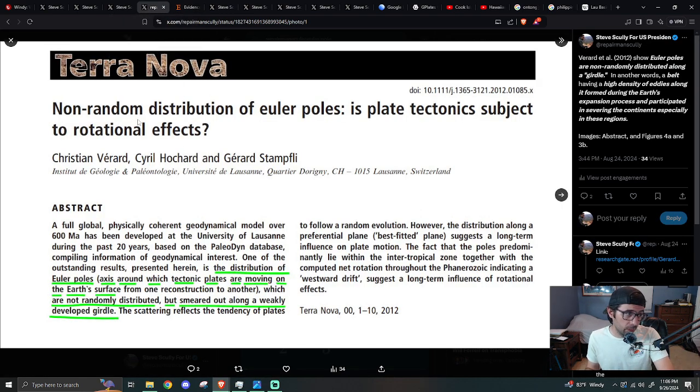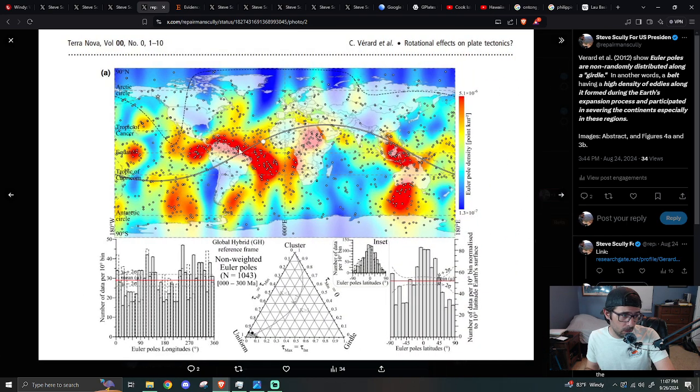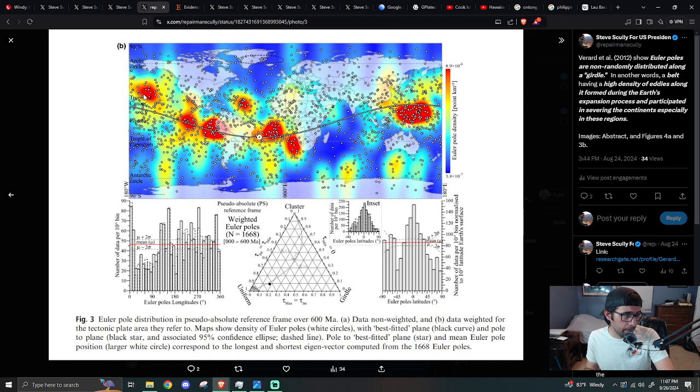But then there's this non-random distribution of Euler poles, ignoring the plate tectonics. One of the outstanding results of this study is the distribution of Euler poles, which are not randomly distributed, but smeared out along a weakly developed girdle. Very much reminds me of this.